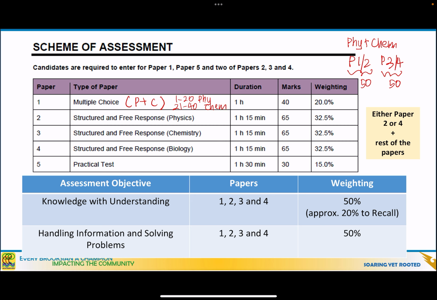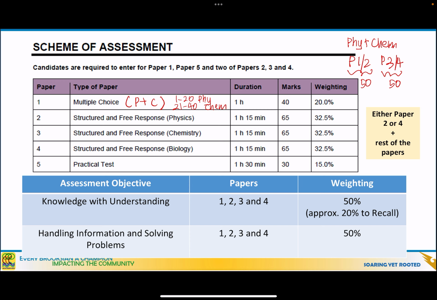If you are chem-bio combination, question 1 to 20, chemistry. Question 21 to 40, bio lah. Alright? Then the chemistry questions in both combinations will be the same. So it's not like physics chem have a different set of chemistry questions compared to the chem bio students. So this entire exam takes place in 1 hour. Okay, so not too bad lah.